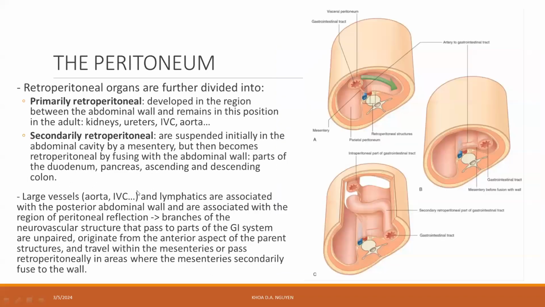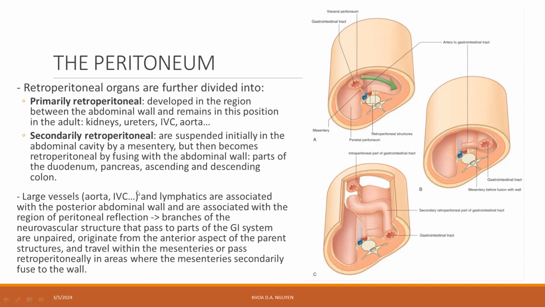All right, so now retroperitoneal organs are further divided into primarily retroperitoneal and secondarily retroperitoneal. Now, you don't really have to know right now which one is which, but you do have to know what the definition is. Organs that are primarily retroperitoneal actually develop retroperitoneally, so they develop in the region between the abdominal wall and the peritoneum and just remain in this position in the adult. Okay, so they develop retroperitoneal, so they are retroperitoneal through and through.